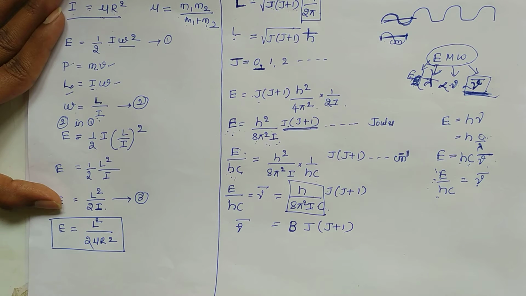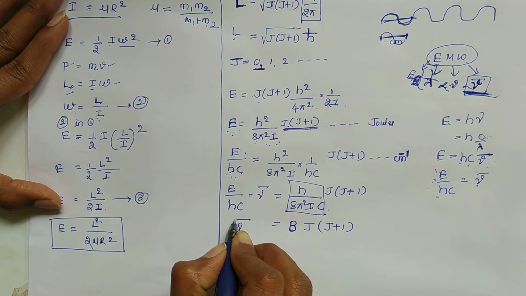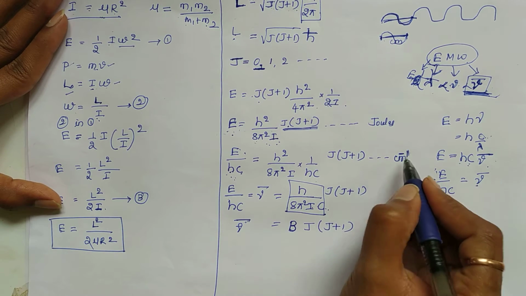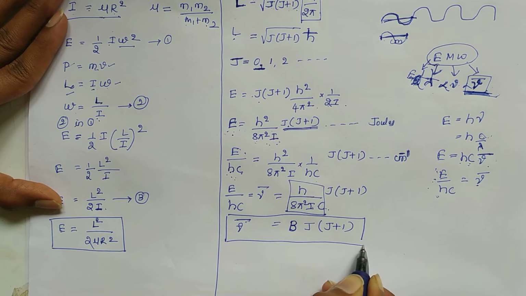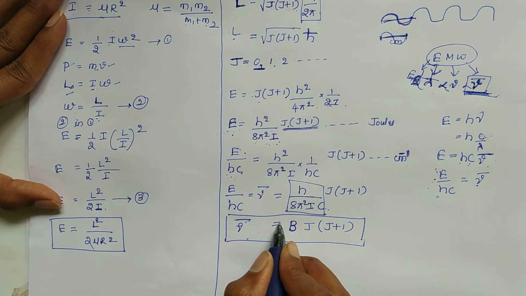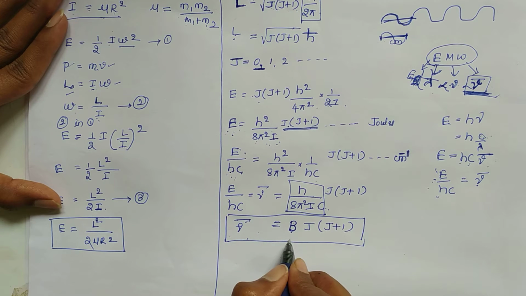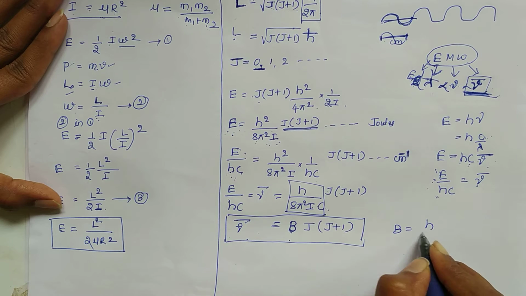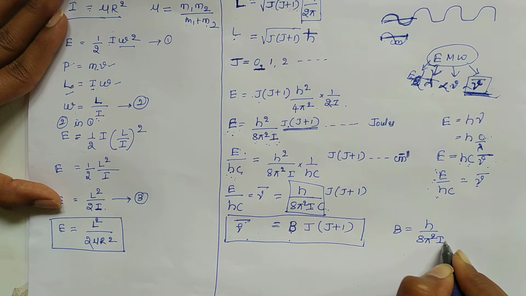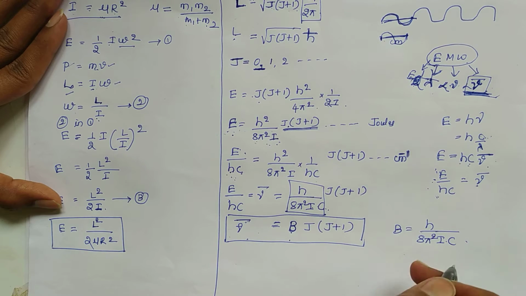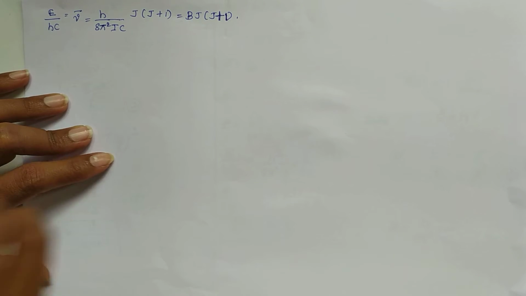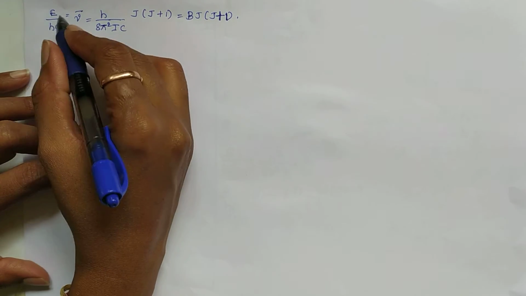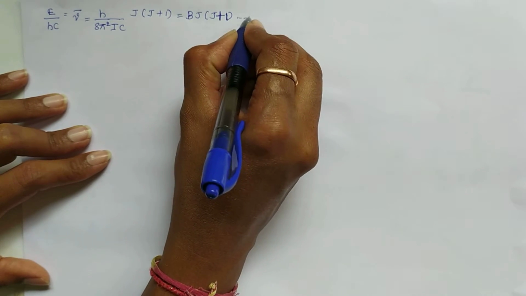So this represents wave number. Energy I have expressed in terms of per centimeter. So this is the energy of the rotating diatomic molecule. The expression is nu bar is equal to B into J into J plus 1, where B is the rotational constant, and the value of B is h divided by 8 pi square I into c, and J is the rotational quantum number. So here is the expression for the energy of the rotating diatomic molecule.